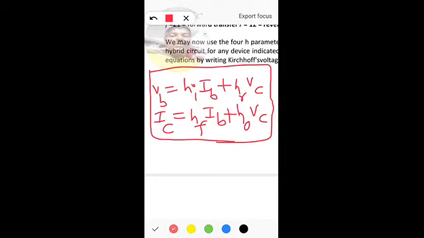In CE configuration, for a transistor, the input current and output voltage are independent. That is, input current IB and the output voltage VC are independent, and the dependent variables, that is the input voltage and output current, we can write in terms of independent variables and port properties of the transistor. Now these two equations of VB and IC we can represent in the form of a circuit.